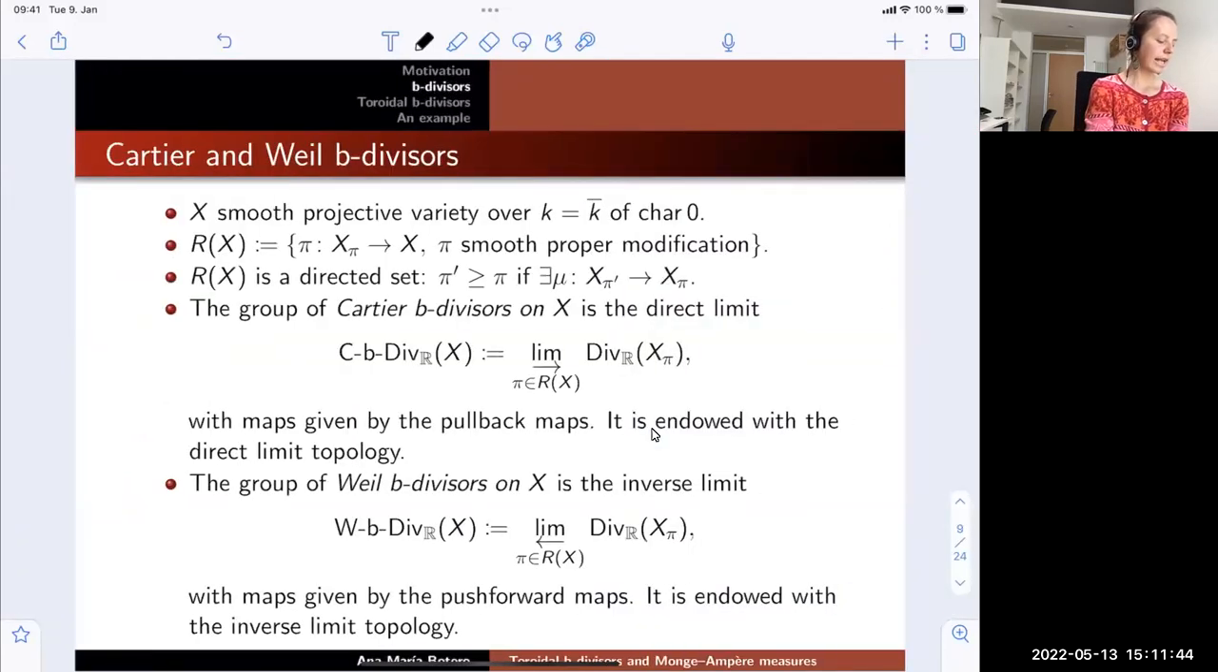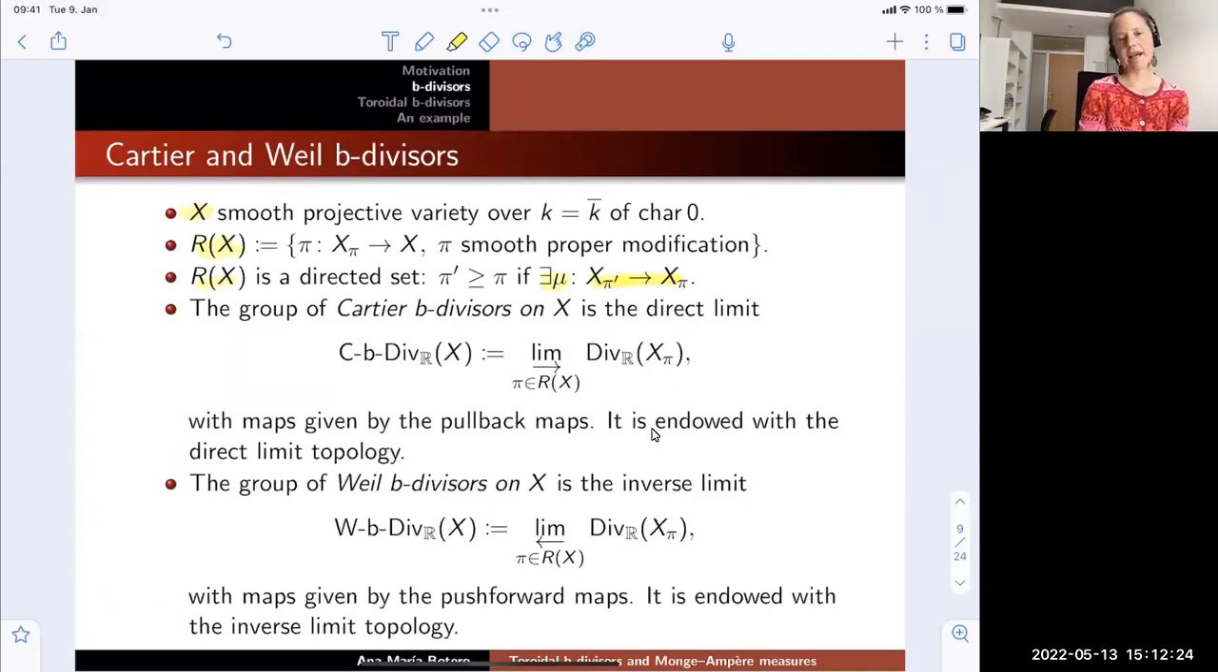The setting is you start with X, a smooth projective variety over an algebraically closed field K of characteristic 0. And then you consider your set R of X consisting of all smooth and proper modifications of your variety. So this R of X, you can put an order in it. You say that one modification is bigger than the other one if there exists a map, which is necessarily birational and proper, between both modifications. And so this R of X becomes a directed set.